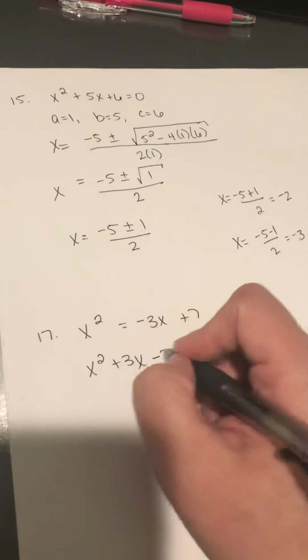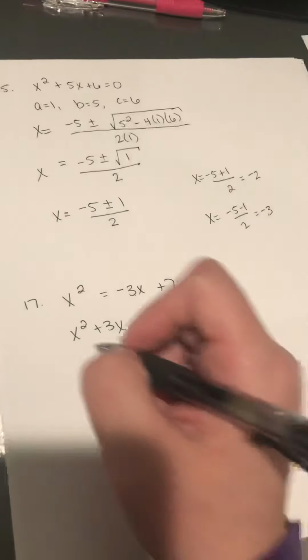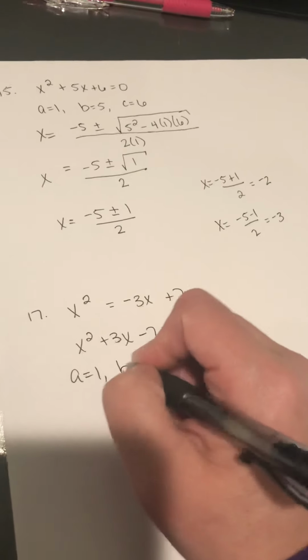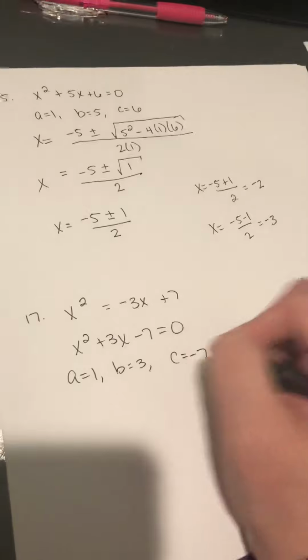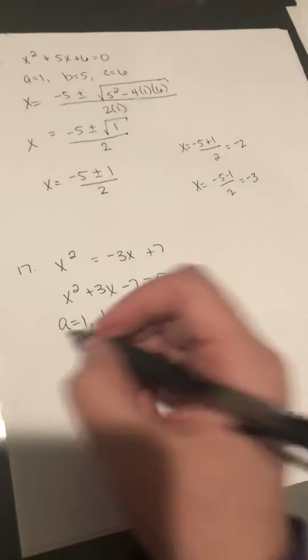I'm going to subtract 7. And now I have 0. So in this case, a is 1, b is 3, and c is negative 7. So I'm going to plug all that in.